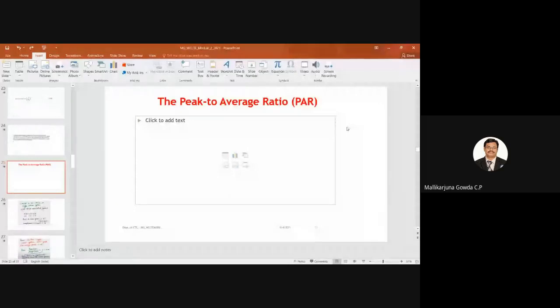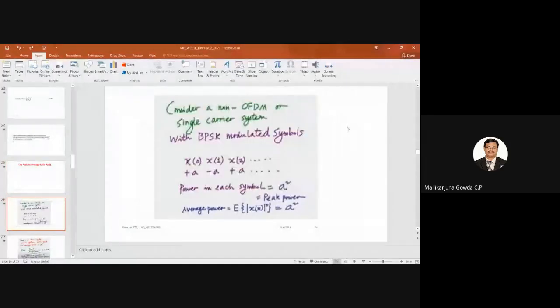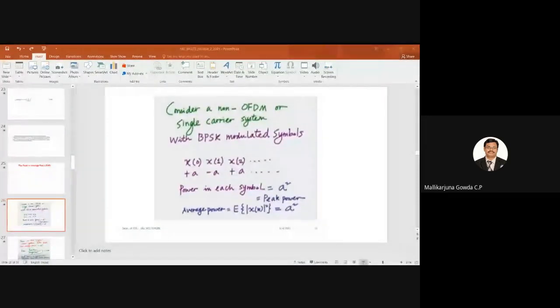Fine, let me say what the peak to average ratio is for a single carrier signal. Is it visible, what I am showing? Yes, sir. So I am talking about the non-OFDM signal. I'm considering a non-OFDM, or we say a single carrier system, right?